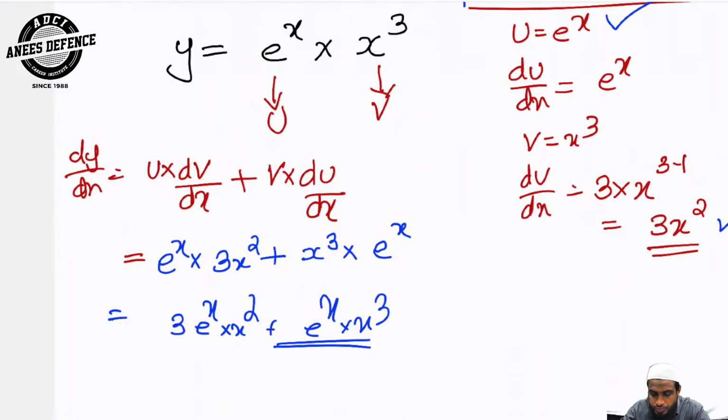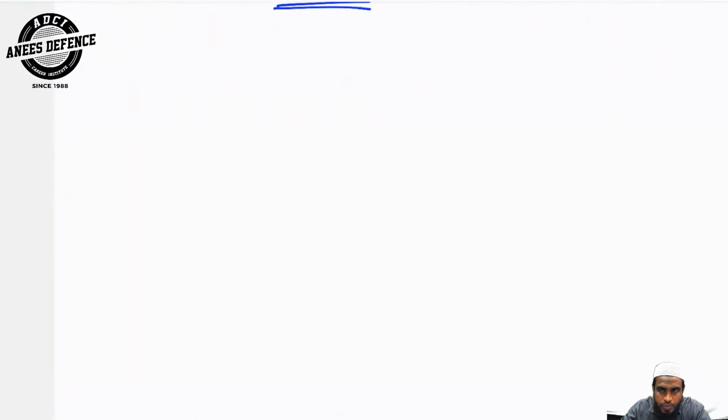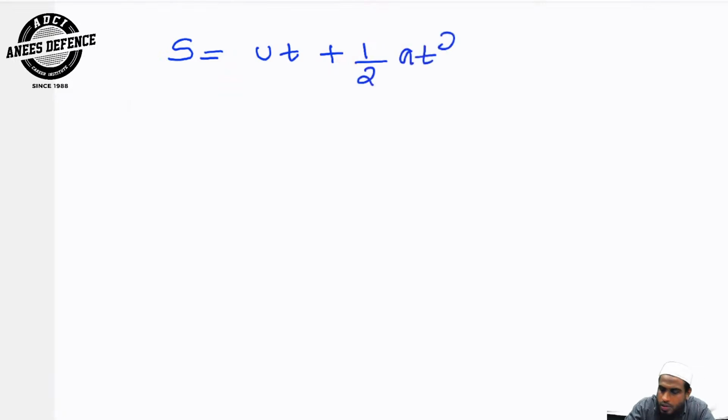Understood? Now I will give you s is equal to ut plus half at square. That is the formula of displacement. Understood? Yes, sir.